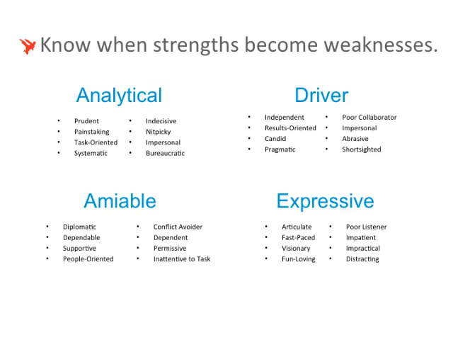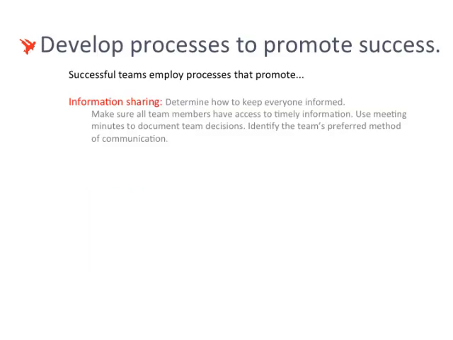It helps you overall understand who you're working with in order to create a better working environment. As you create a good working environment for your team, you need to develop processes to promote success. Now, there's 4 key aspects of successful teams: good information sharing, shared goals and values, psychological safety, and leadership.